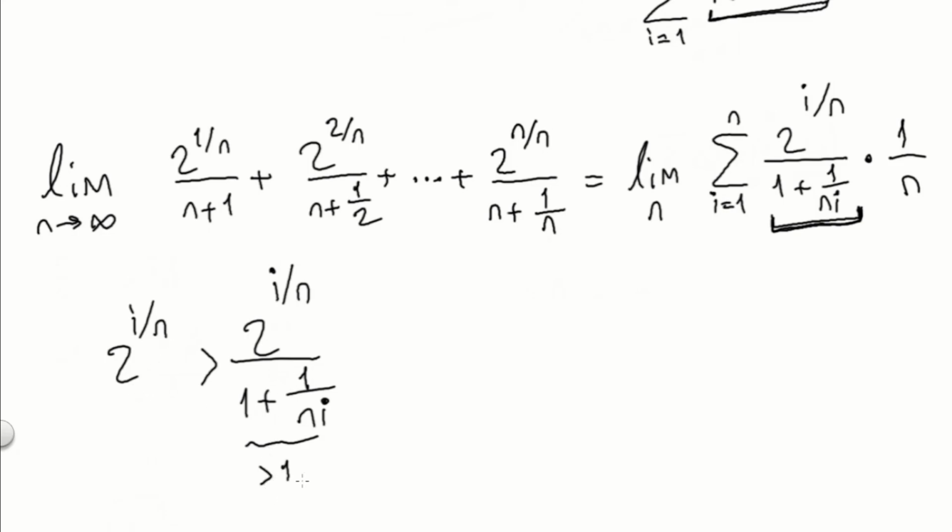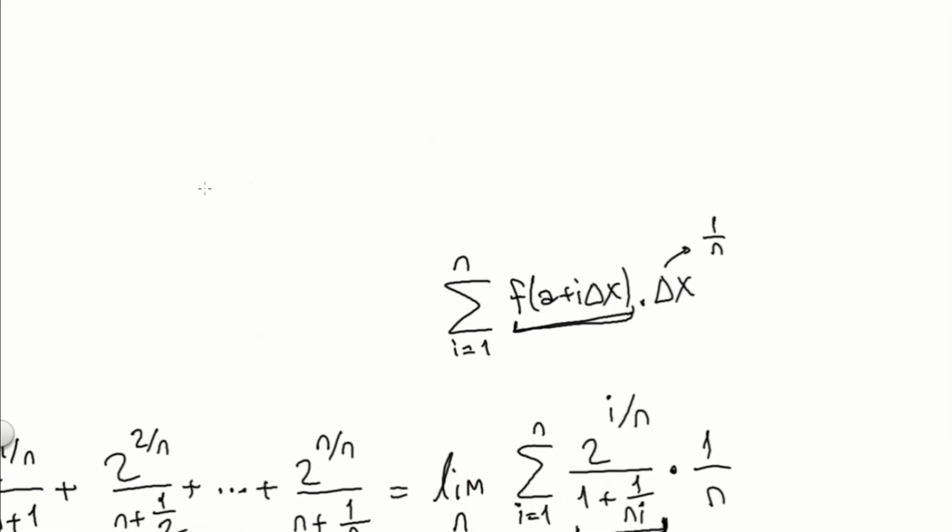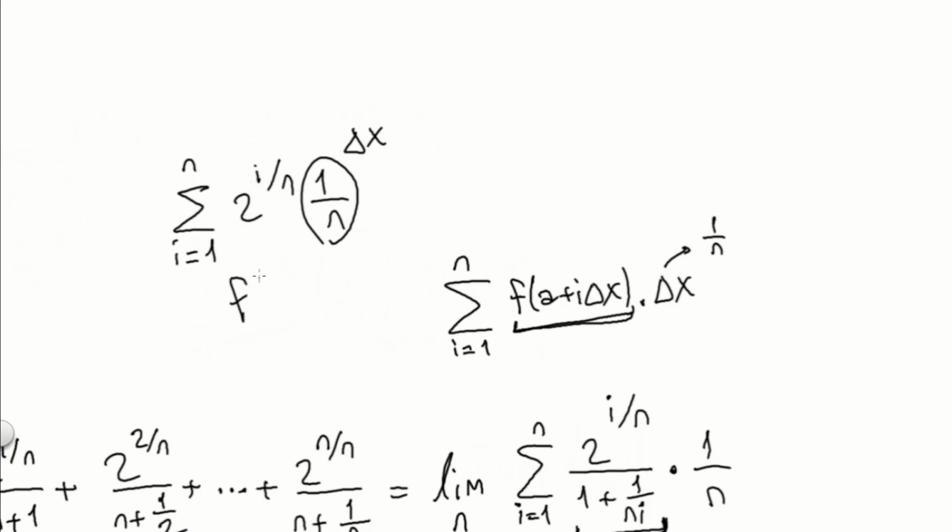So if I pick 2 to the I over n for this part, let's write it: the sum for I from 1 to n of 2 to the I over n, times 1 over n. Now this is a Riemann sum, because this is my delta x, and I have f of a plus I delta x. f of x is 2 to the x, and a is 0, b is 1. Those are a bit of details, but this is a Riemann sum, and I can find this limit.